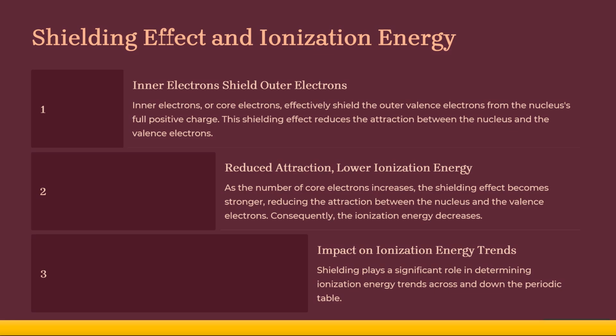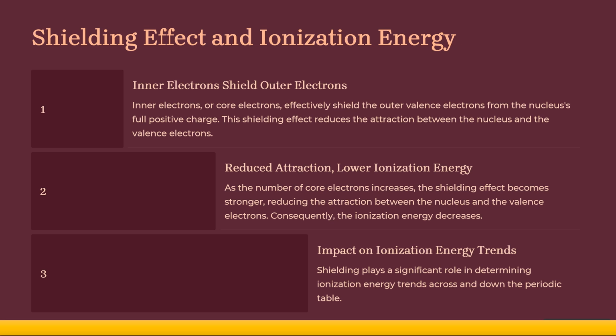Inside an atom, not all electrons experience the nucleus's full pull. The inner electrons act as a barrier, blocking some of the nucleus's positive charge from reaching the outermost electrons. This phenomenon is called the shielding effect. As more inner electron layers are added, the shielding effect grows stronger. This weakens the pull of the nucleus on the outermost electrons, making it easier for those electrons to escape.